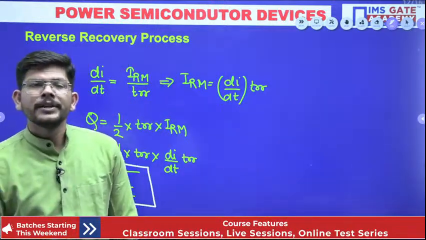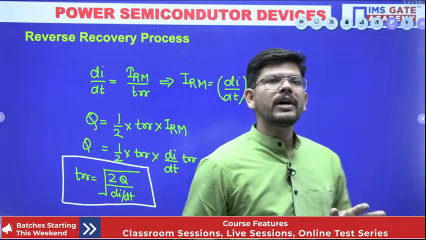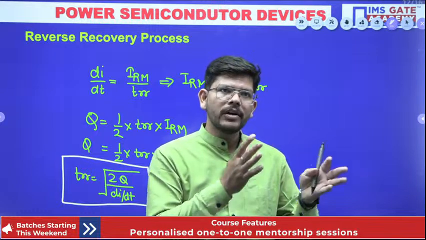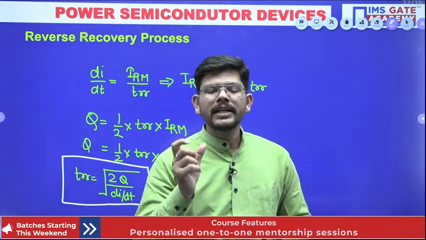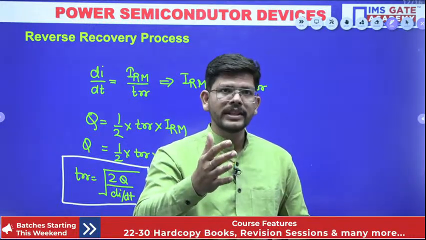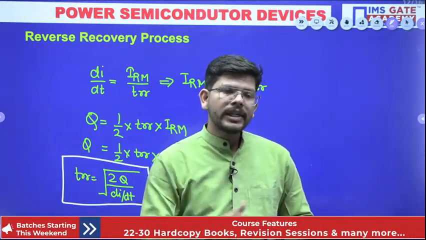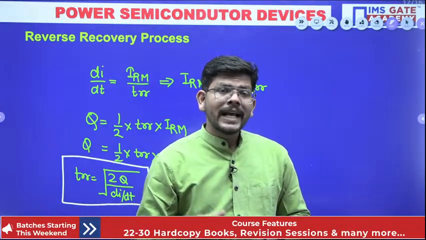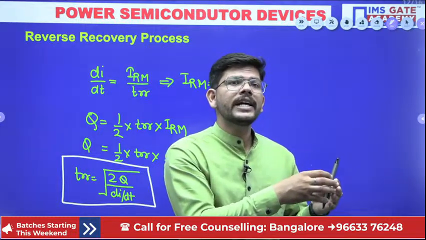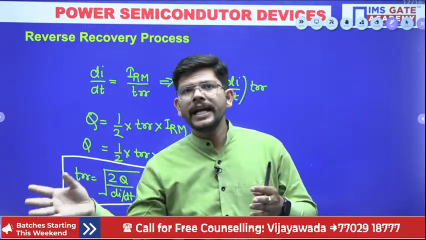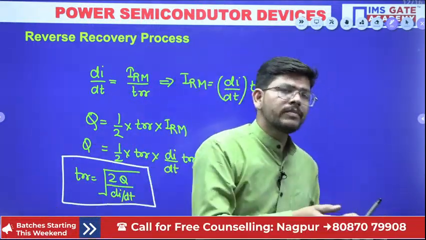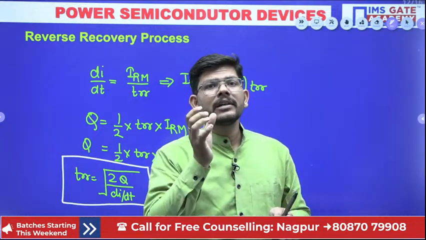Is it clear? So the reverse recovery process you need to understand very carefully. If we want to turn off an already on device, then we have to apply the negative voltage. Then what will happen? The forward current will first come to 0. Then because of the negative applied voltage, it will reverse in the negative direction. And then the already stored charge carriers, those which have crossed the boundary and reached the next layer, will need to be recovered back into their original position, and that process is called the reverse recovery.